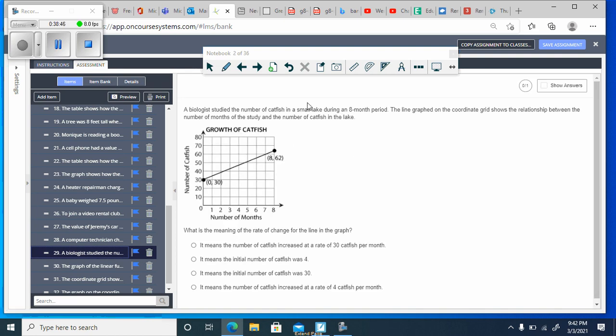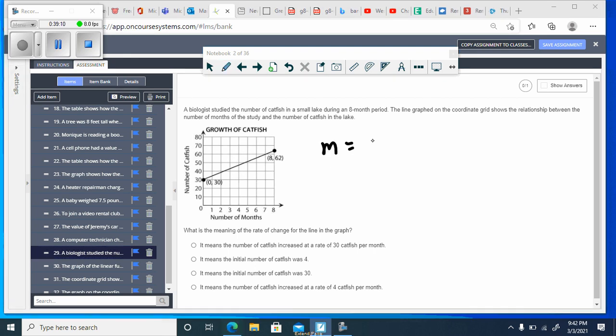A biologist studied the number of catfish in a small lake during an 8-month period. The line graphed on the coordinate grid shows the relationship between the number of months of the study and the number of catfish in the lake. What's the meaning of the rate of change? Now remember, rate of change is change in y over change in x. From here, you would be going up.